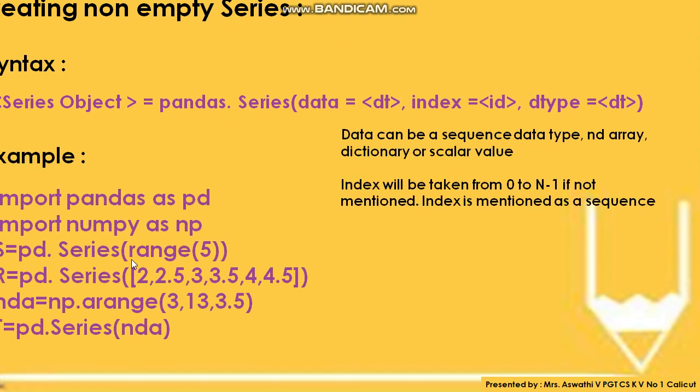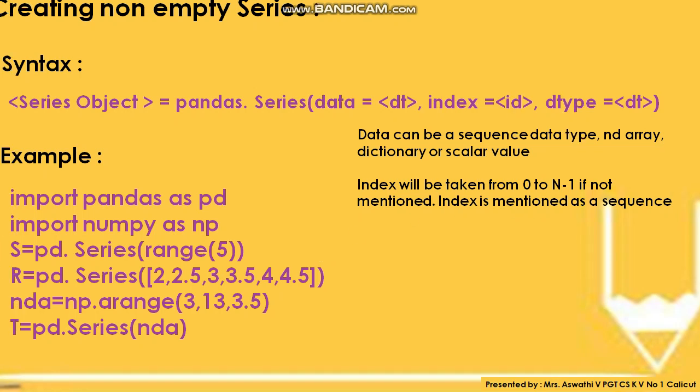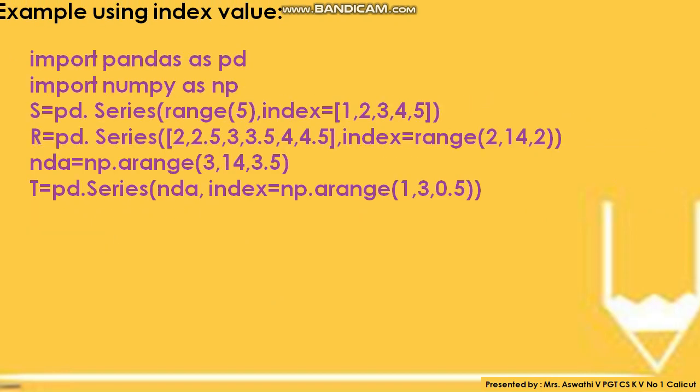You can see the example here, Series. Within the brackets I have mentioned range of 5. If we have not mentioned data, index, or data type, anything, it means that the first one will be taken as data. So this range of 5 is taken as data. Here data is a list of values. Here data is an ndarray, created with the arange function, these values. Here the index has not been mentioned. If the index is not mentioned, it will be taken from 0 to n minus 1. It will be more clear when you watch the sessions or videos on practicals. Okay, please watch.